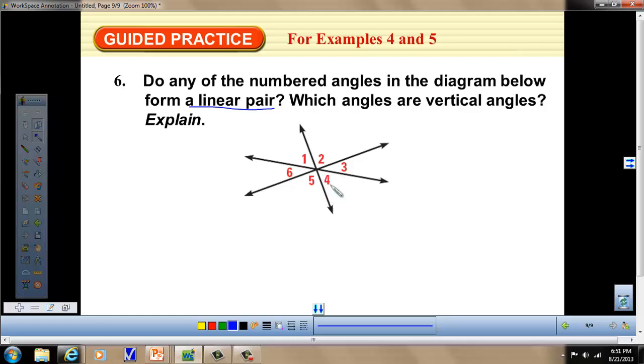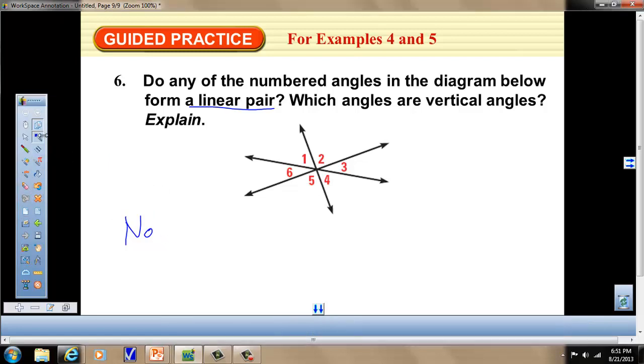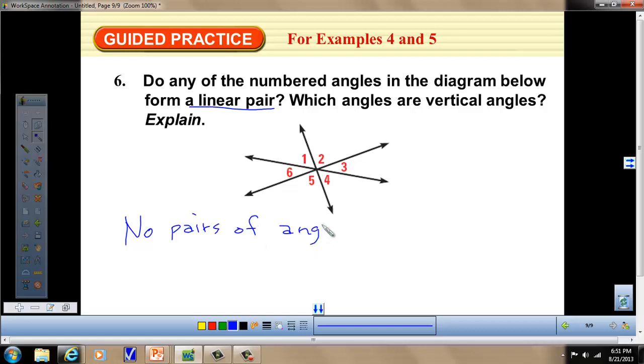Or another way of saying it is two angles that add up to 180. So 5 and 6 don't form a line. They're not equal to 180. So we would say, do any of the number angles form a linear pair? We would say none. Or even better, let's erase this. No pairs of angles form a linear pair.